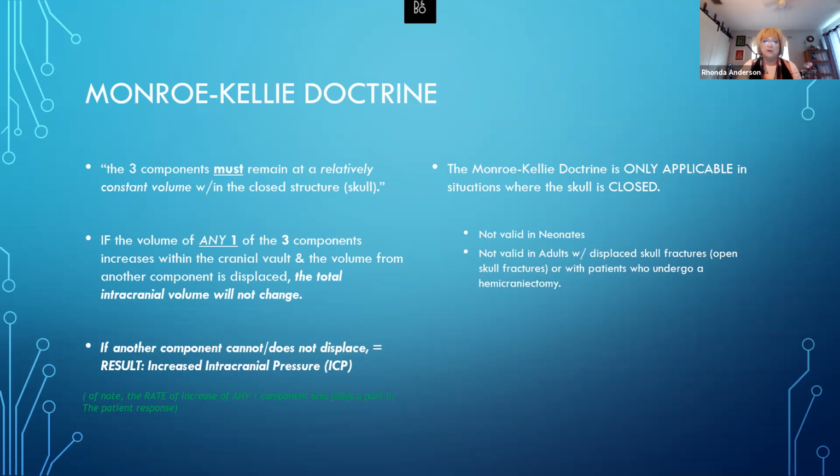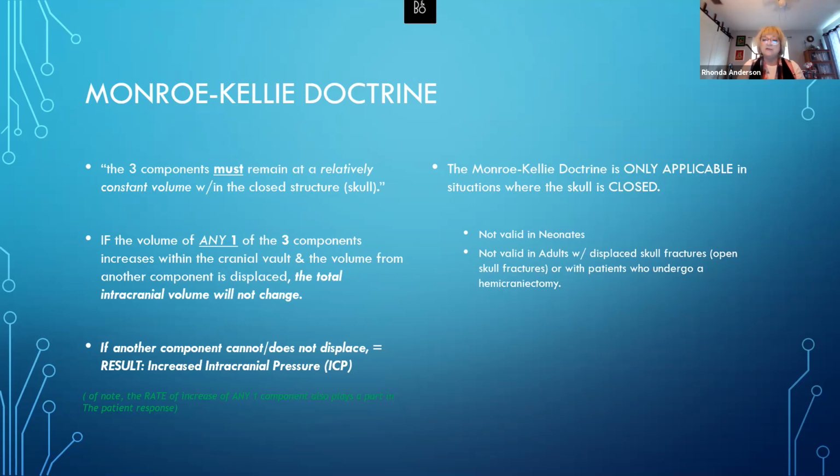However, the other thing you have to remember is the rate at which there is an increase, because the body does have some adaptability. If these are changes that happen over a slower period of time, it gives the body time to adapt. ICP may still go up, but it may be later on before we see signs and symptoms in a patient. If another component cannot or will not displace, then we have an increase in our ICP.